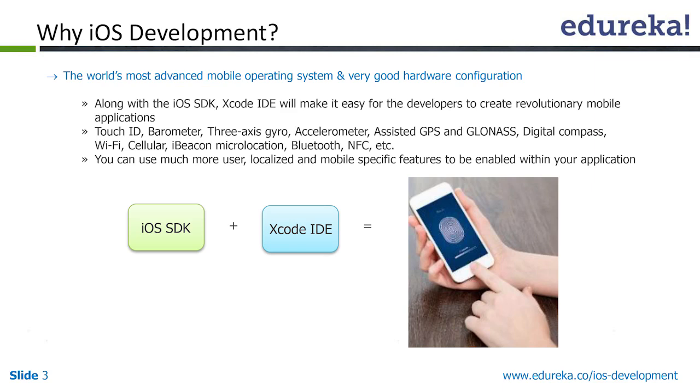The main reason is that iOS is the most advanced mobile operating system up to date. You don't find the features or the hardware configuration that are present in iOS devices anywhere else. So you have Touch ID, that is nothing but a fingerprint scanner embedded into your iPhone or iPad device nowadays. You will have assisted GPS, 3-axis gyrometer, barometer, and all those things.